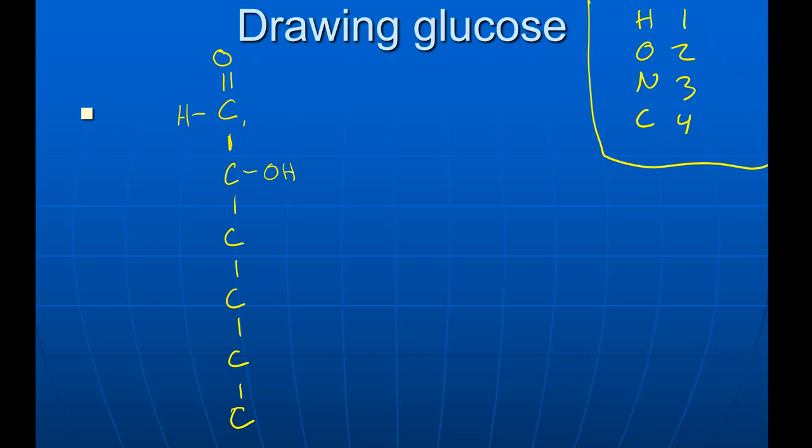Oh, did I hear somebody say hydroxyl? Of course I did. OH is the hydroxyl group. All right, so we have a hydroxyl group on one side and a hydrogen atom on the other side. So carbon number 2 is now happy. 1, 2, 3, 4.